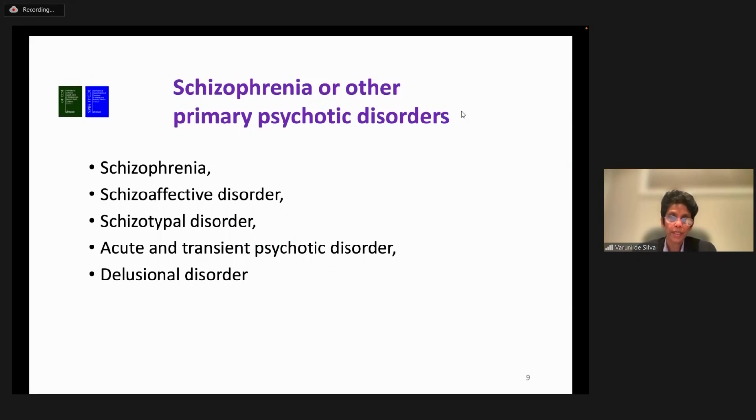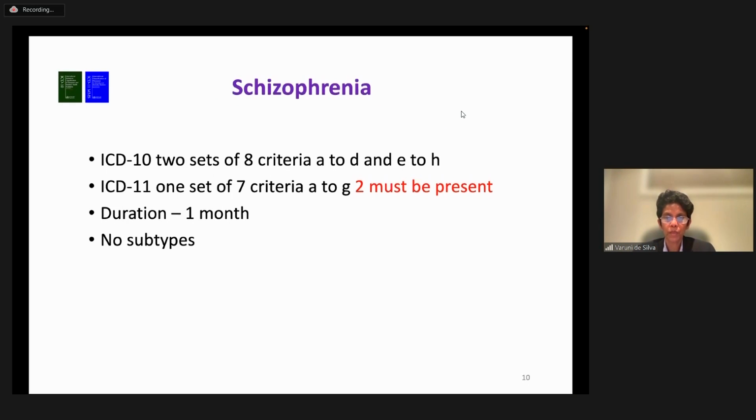So let's look at probably the most important condition for us, schizophrenia, which is now called schizophrenia or other primary psychotic disorders. If you look at the subcategories, there isn't a lot that has changed really. But there is a slight change in the way we diagnose.